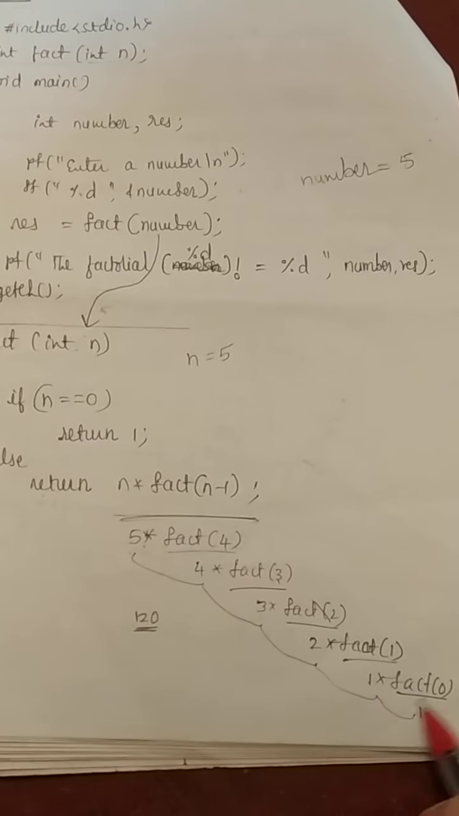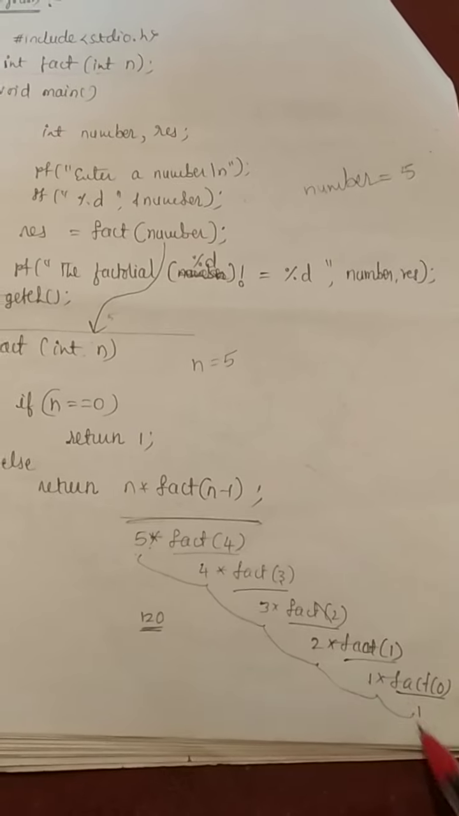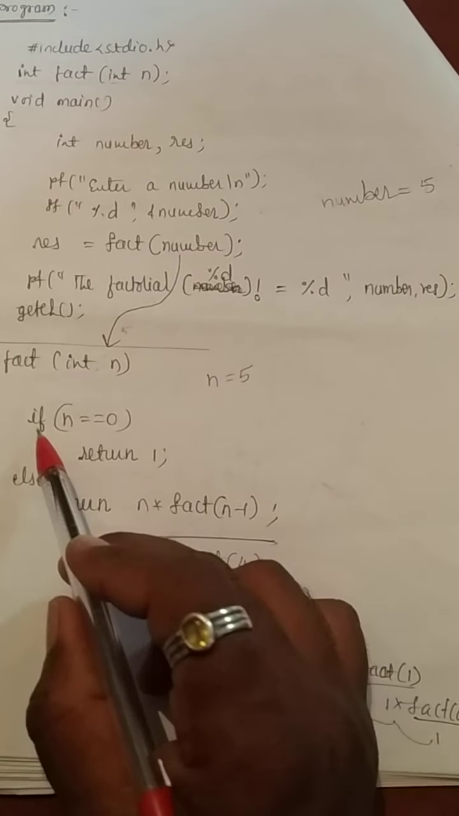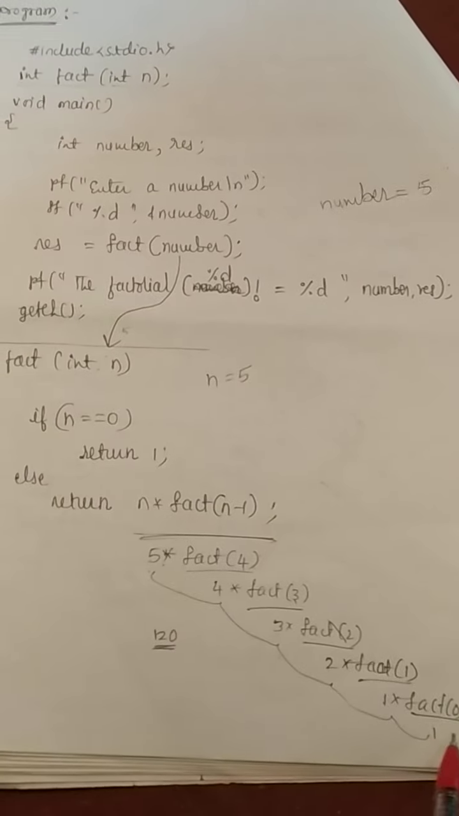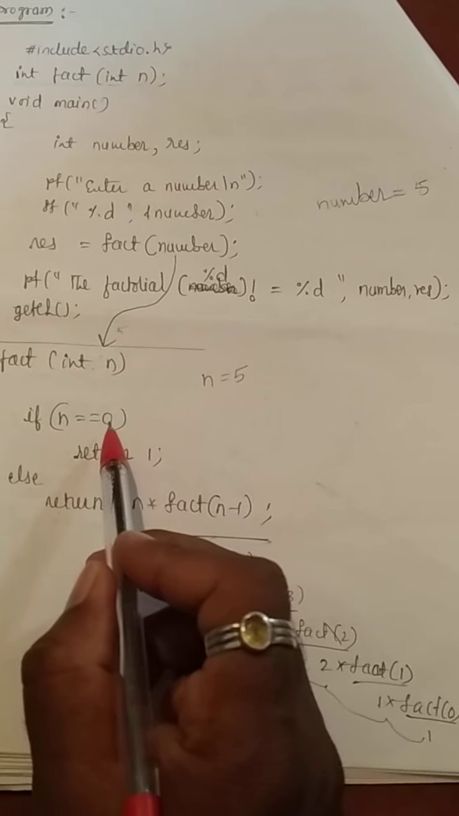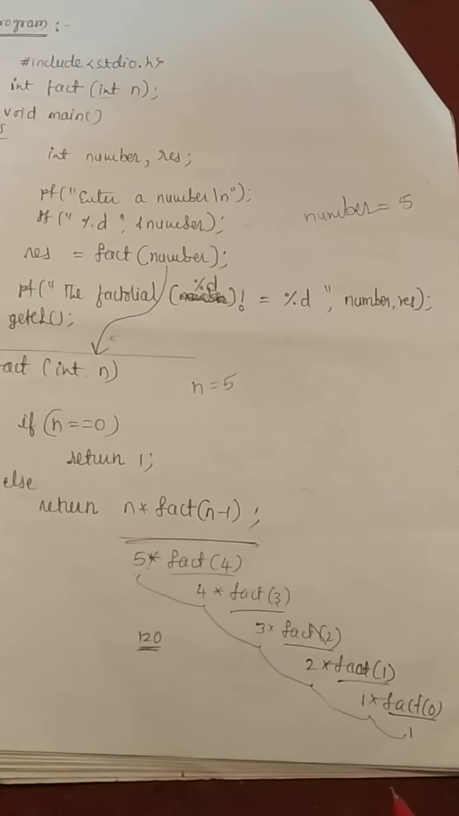See, this final case is there, no? How is it going to become 0? Factorial of 0. Again this function will be called by itself, no? At that time what happens? This if condition will be executed. If, what is the value? Final value 0. Whether 0 is equivalent to 0? Yes, condition true. Once the condition is true, it means return 1. That is the 1 we are going to get here.